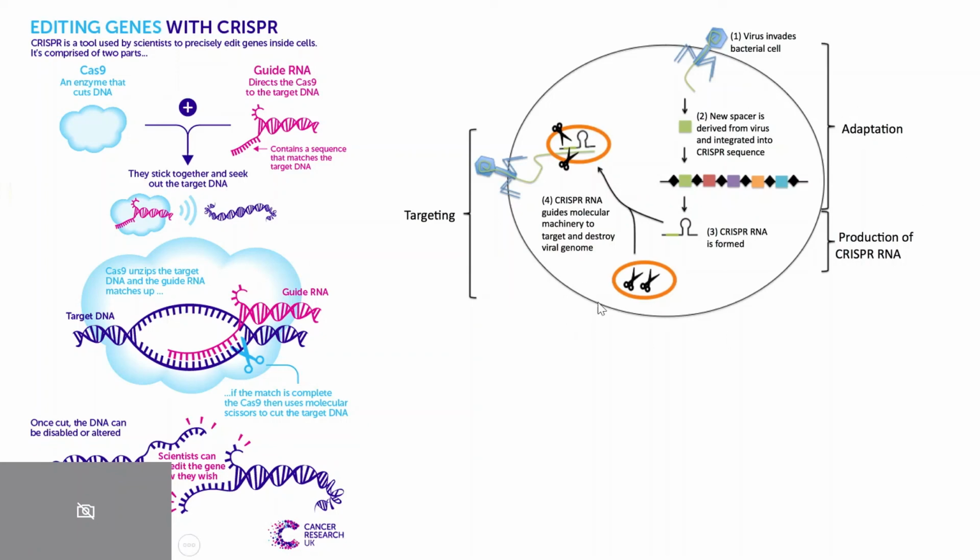Here is another diagram looking at how CRISPR works naturally in bacteria. When a virus invades a bacterial cell, a new spacer is derived from the virus and integrated into the CRISPR sequence, which is already in the bacteria. The CRISPR RNA is formed, and then that guides molecular machinery to target and destroy the viral genome. So CRISPR occurs naturally in bacteria to attack viruses.